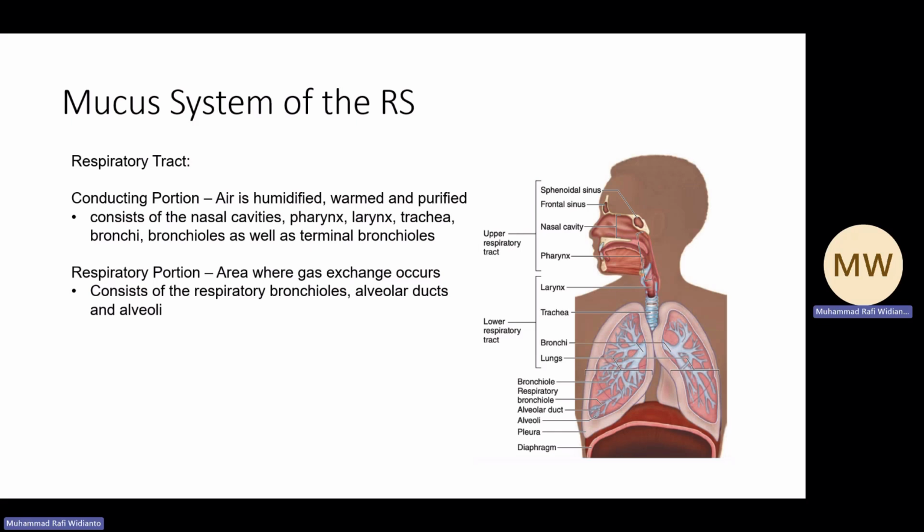drying out. It consists of the nasal cavities, the pharynx, the larynx, the trachea, the bronchi, the bronchioles, as well as the terminal bronchioles. And the respiratory part is basically where gas exchange occurs. You can see it in the respiratory bronchioles, the alveolar ducts, and the alveoli.